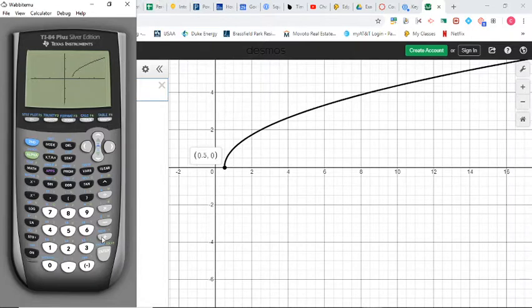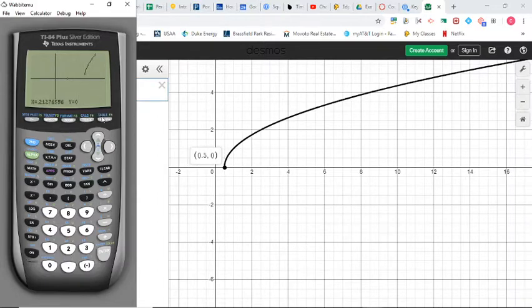I could try zooming in again. So I'm going to hit zoom, and then I'm going to hit 2 for zoom in. Okay, again, you guys, if you see, it doesn't even look like it's touching the x-axis. Okay, but if I try to find the 0, because I know there's a 0 at 0.50, even though my calculator is kind of lying to me.